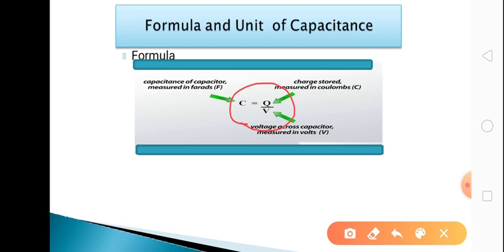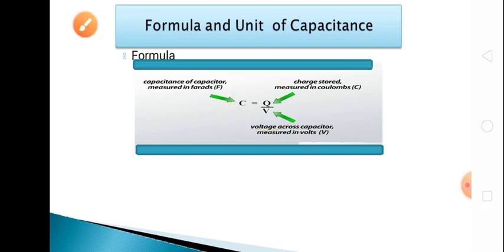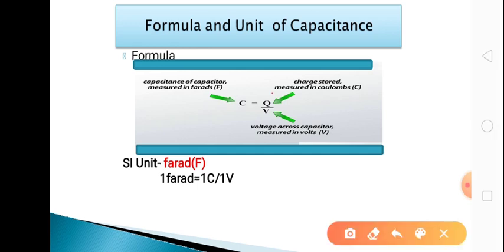Q is the charge and V is the rise in potential. What is its unit? Its unit is farad in SI, and big F is the symbol. 1 farad is equal to 1 coulomb by 1 volt. You see here, Q is the charge, V the potential. So 1 farad is equal to 1 coulomb by 1 volt.